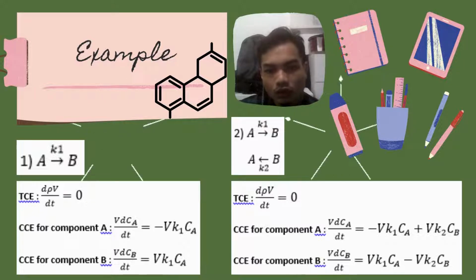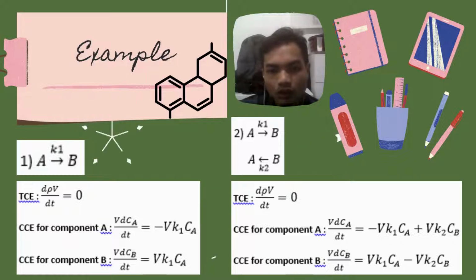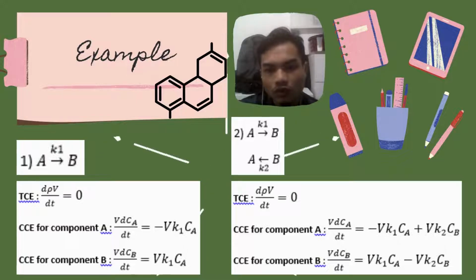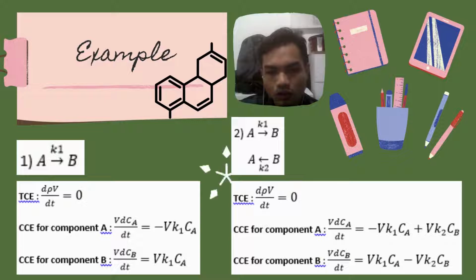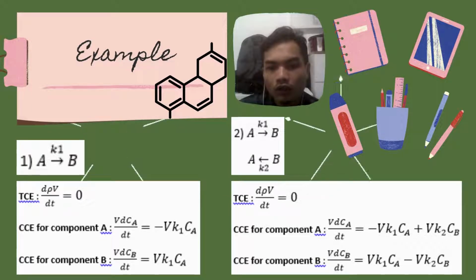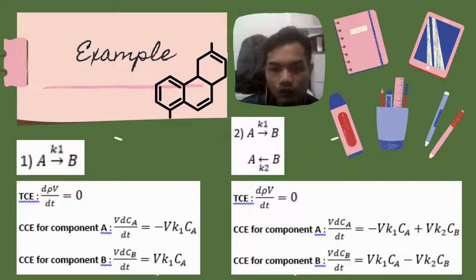Next, example 2. A produces B and B also produces A, so we have k1 and k2. For the TCE, it is the same because there is no flow in and flow out. For the CCE of component A, we get V dCA over dt equal to negative V k1 CA plus V k2 CB.